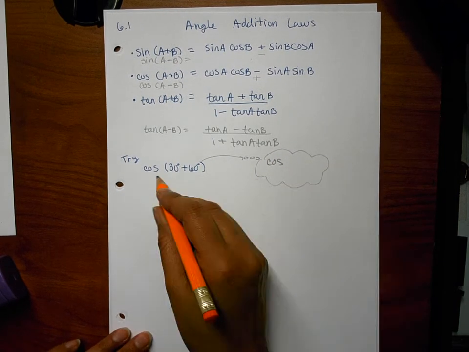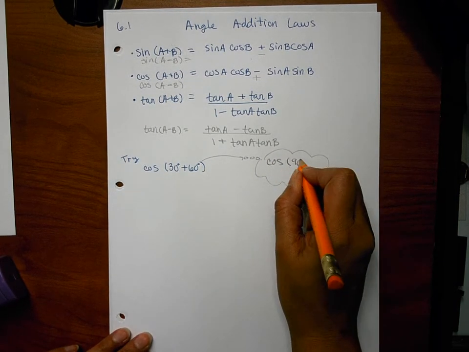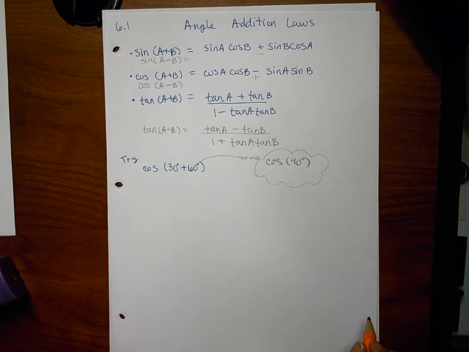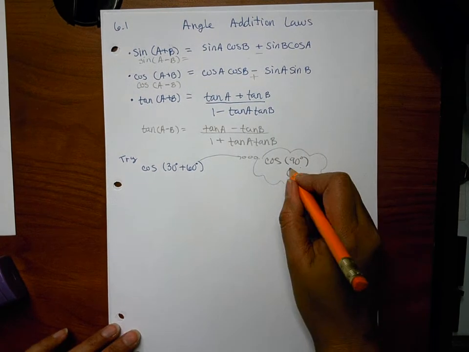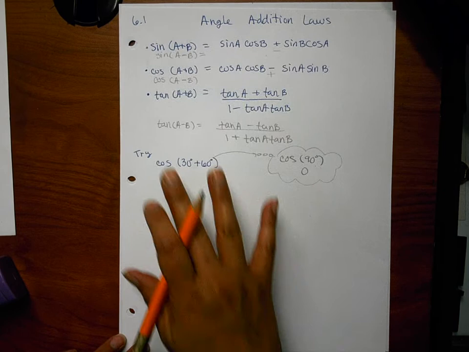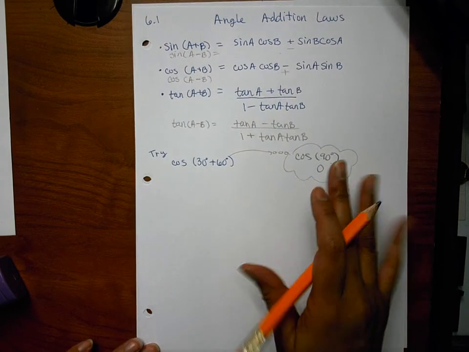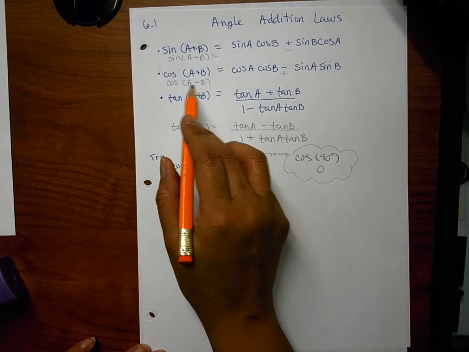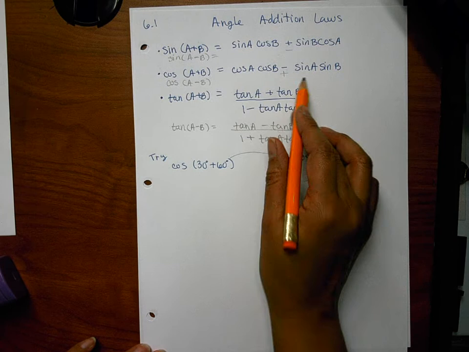So when we work through it, I'm going to put a little thinking bubble over here. We should know that we can never distribute cosine because it's a function, but we can add 30 plus 60 is 90. And what is cosine of 90 degrees? It is 0. All right, let's test the angle addition laws and see if it works.